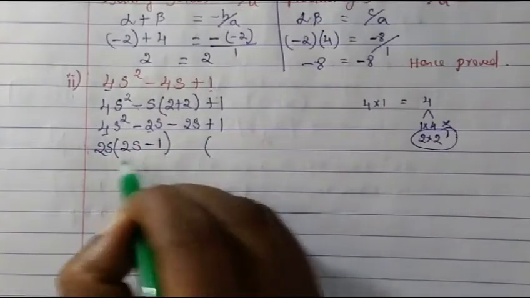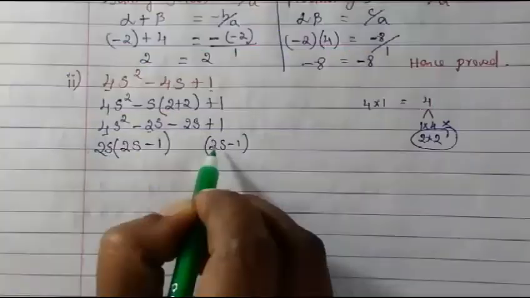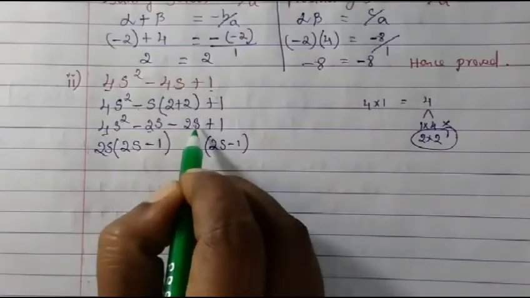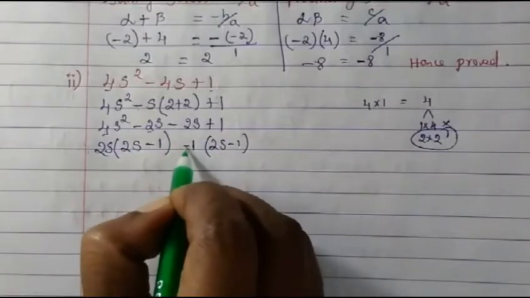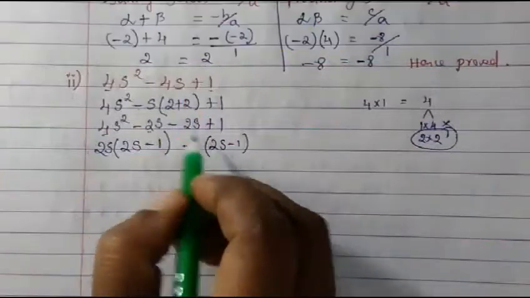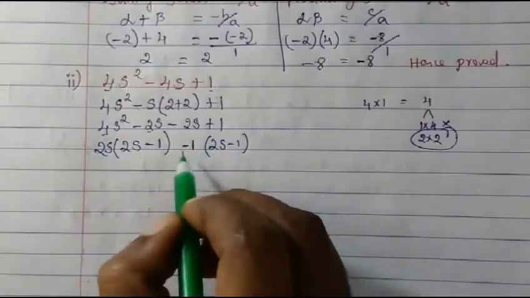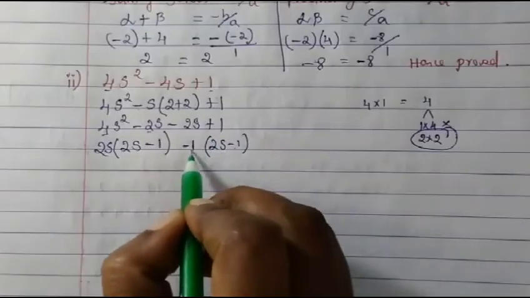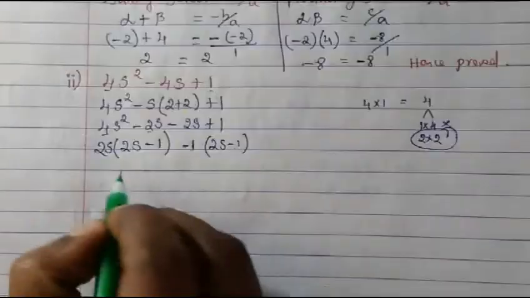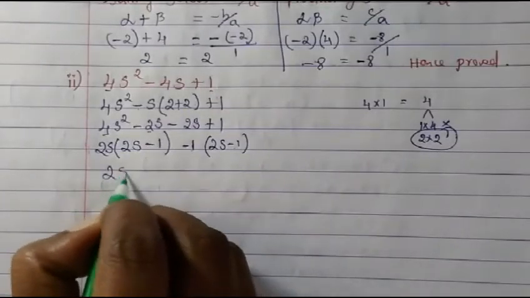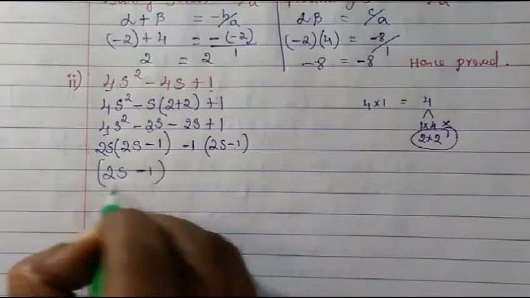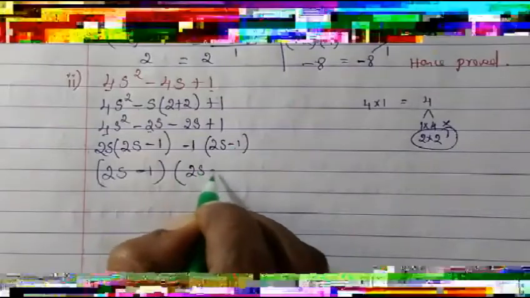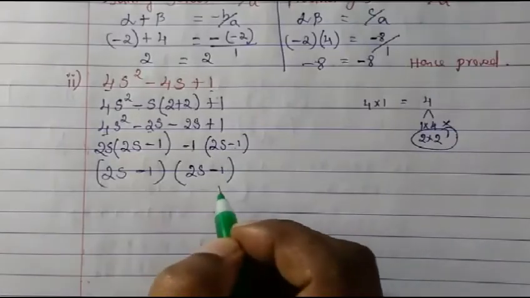Same way I told you, write down this 2s minus 1. Which number will come here so that we get 2s? With 1 only we will get 2s. But here minus is there, so minus 1 we will write. So minus 1 into 2s will give us minus 2s. Minus into minus is plus, then 1 into 1 will give us 1. So then we are getting 2s minus 1 as one factor, then 2s minus 1 as another factor.